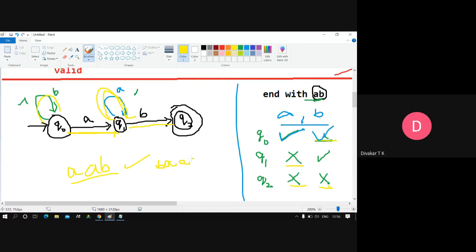Now I will write one more A. I want one more A, so again I will travel and write one more A. Now I'm in Q1, I will go to Q2, which is B here. Is this string ending with AB, guys? Yes, sir. So if I write a self loop for Q1, I will not have any problem, because I'm still ending with AB only. Any confusions, guys?